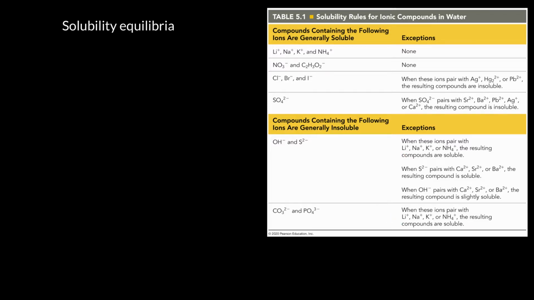So for example, if we said something like barium sulfate, and does barium sulfate dissolve in water, we would use our solubility rules and look down the list and say, oh, sulfates generally dissolve, but if they're paired with one of these ions, and barium's one of those ions, it's going to be insoluble. So if we throw it in water, we would expect it just to sit on the bottom of the beaker. Now, it turns out that there is no such thing as things being completely insoluble.